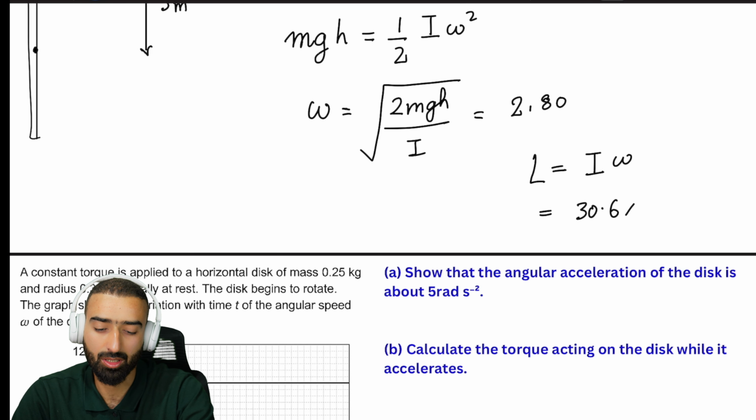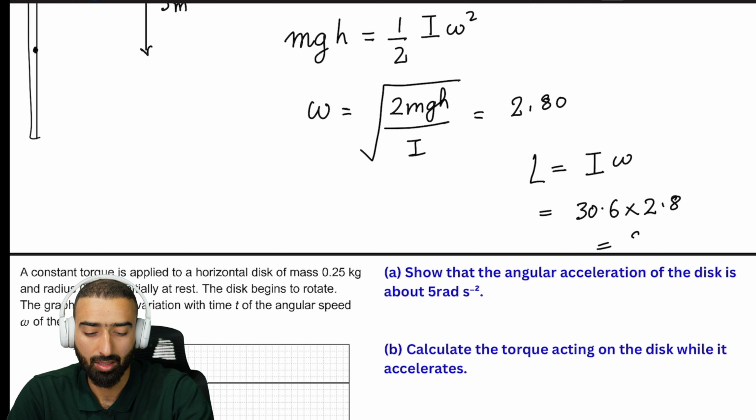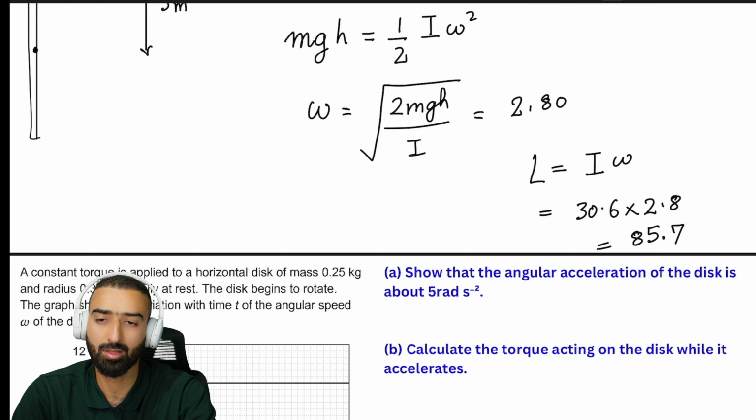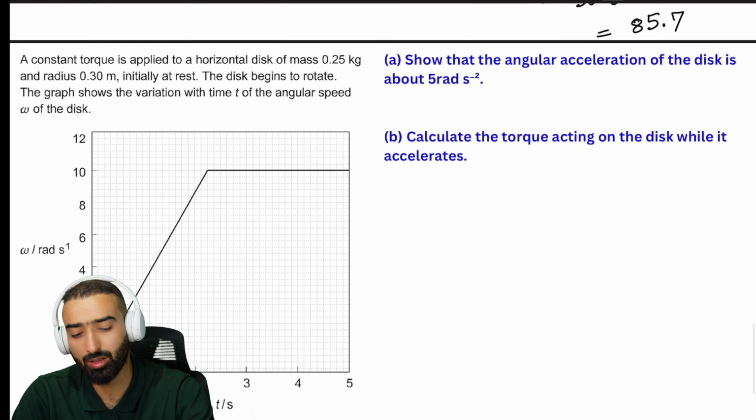And omega we just found is 2.8. This gives us a value of 85.7. So that's the value of L. Let's move on to the third question.